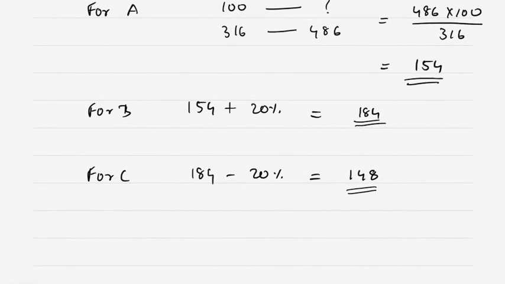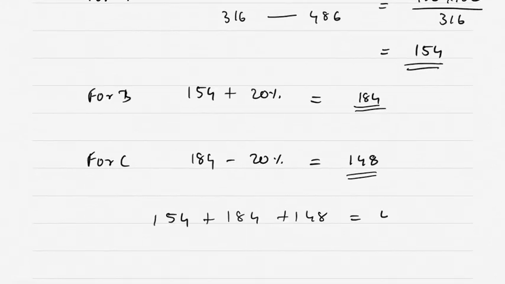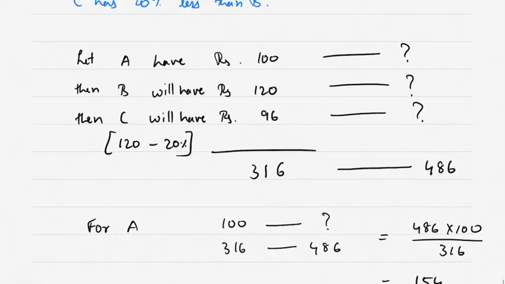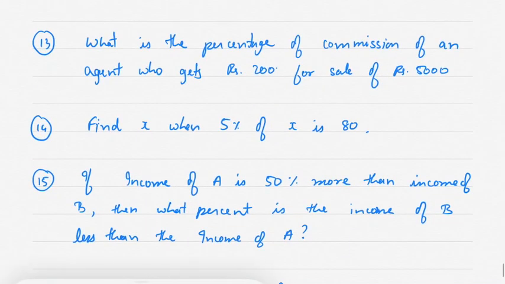Now total of 154 plus 184 plus 148. The total has to be 486, no? So only to make it 486, I have reduced 1 rupee from here. Okay? You can write the answer in decimals also. That is not a problem. Okay. Now let's see the next question. I'll take this question down.